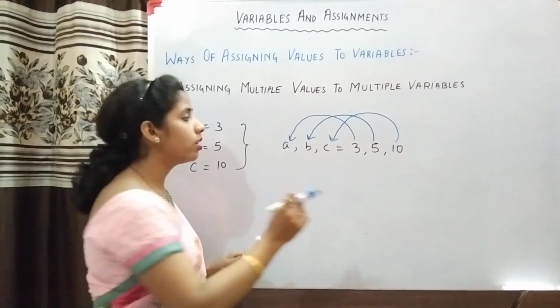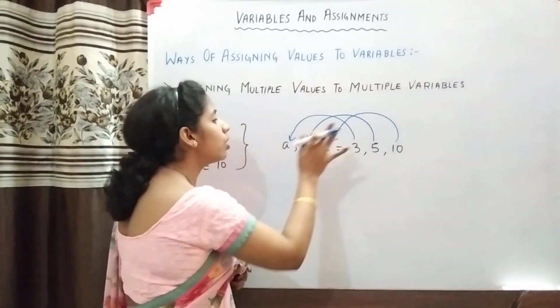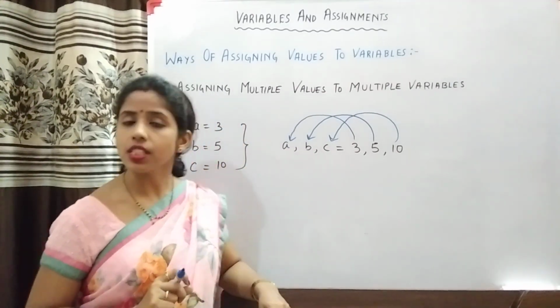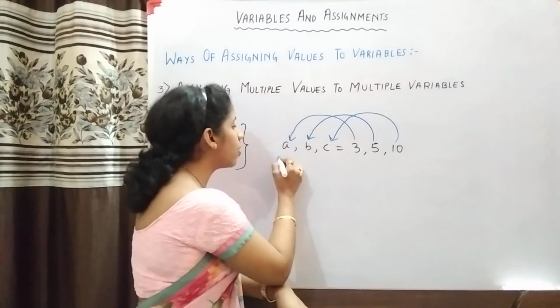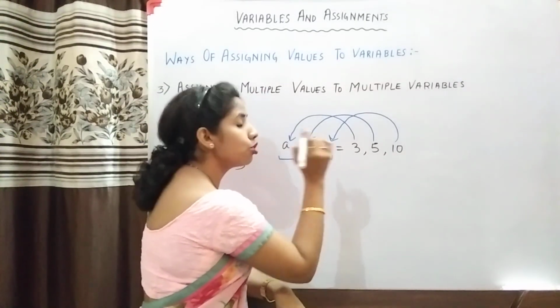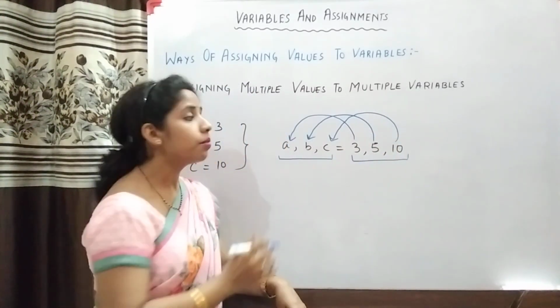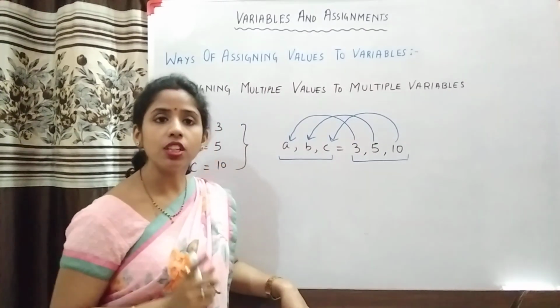So in this order the values are assigned from right hand side to the left hand side variables. Now there are certain important conditions in this type of assignment. The first thing is that the number of variables on the left hand side should be equal to the number of values on the right hand side. मतलब अगर इधर 3 वेरिएबल्स हैं तो इधर 3 वैल्यूज भी होनी चाहिए.